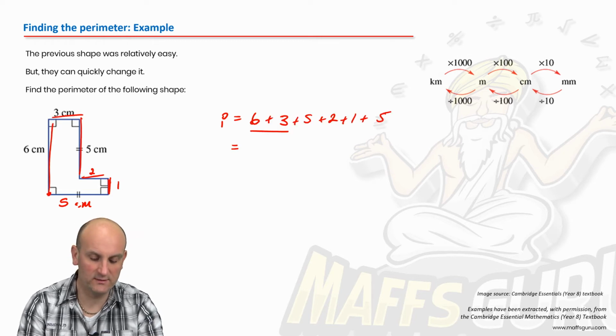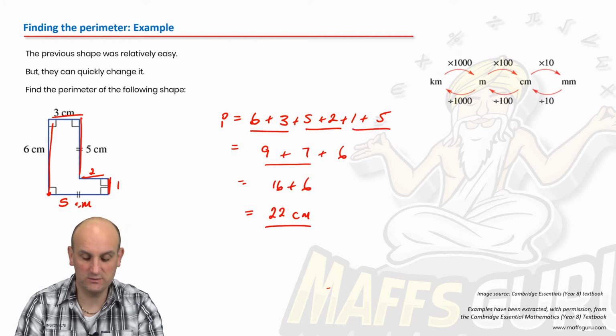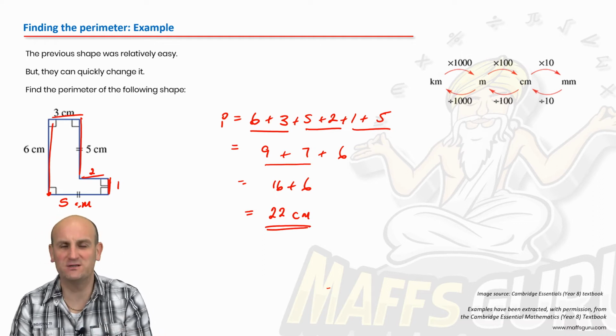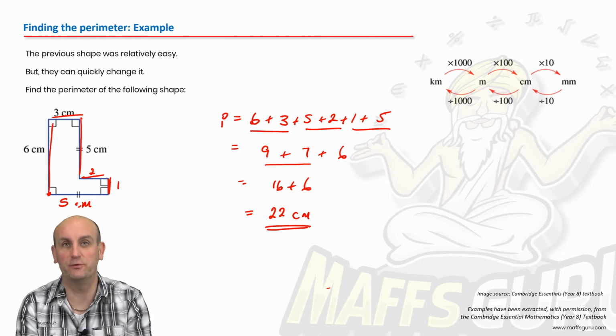6 plus 3 I know is 9, 5 plus 2 is 7, 1 plus 5 is 6. Add those two together: 9 plus 7 is 16, plus 6, and that gives me 22 centimeters. Just 22 centimeters. Again, is this too much like hard work working out? Maybe, but at this moment in time, it's just important to me.